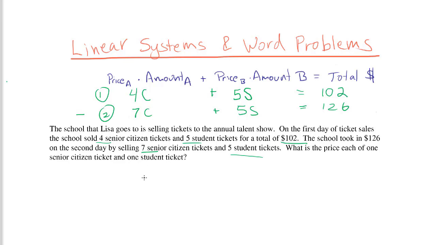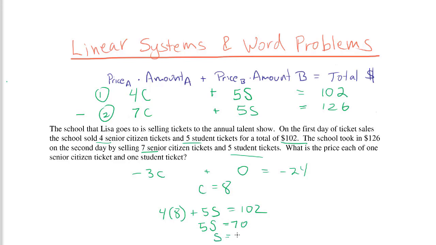So I'll get 4c minus 7c becomes minus 3c. 5s minus 5s is 0. And that equals 102 minus 126, which is minus 24. I'm going to divide through by negative 3. C equals $8. So the price of a senior citizen ticket is $8. What's the price of a student ticket? Well, I'm going to plug that back into the equation. So 4 times C, which is 8, plus 5 times S, or student ticket price, must equal $102. Well, that's 32 plus 5S equals 102. Let's subtract 32 from both sides. 5S equals 102 minus 32, which is 70. S equals 70 divided by 5, or $14.